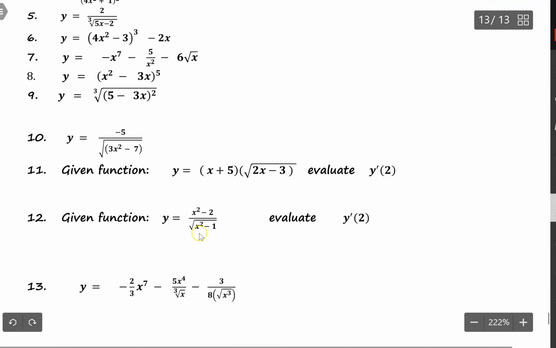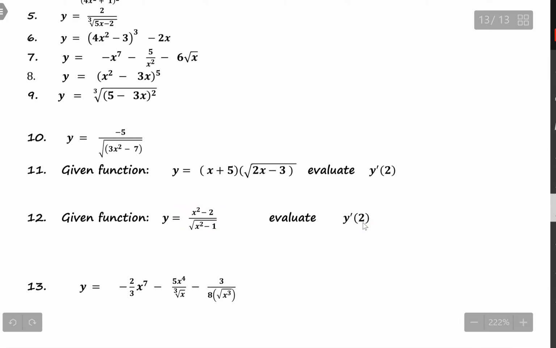And I would like to go over question number 12. Okay, so I also want to apply the quotient rule in this case. This question says, given the function y equal to x squared minus 2 divided by the square root of x squared minus 1, evaluate y prime of 2. So y prime means you have to find the derivative, and then the 2 means that after you find the derivative, you substitute x equal to 2 into this y prime equation, then you can give a value. So in this case, you are finding the slope of the line tangent to this function at the point x equal to 2.